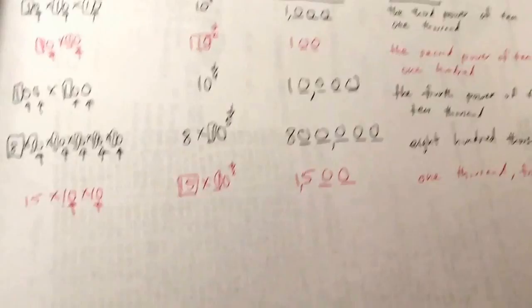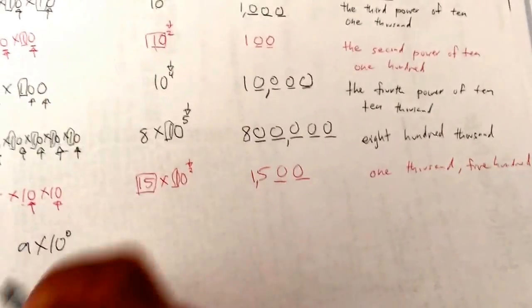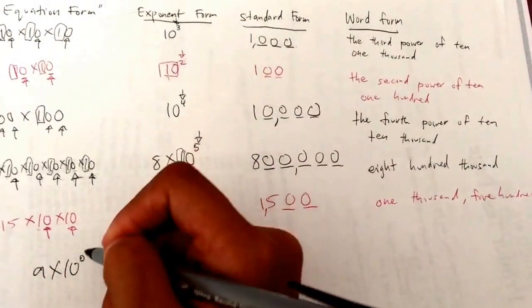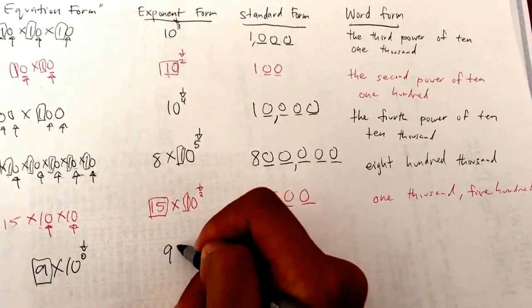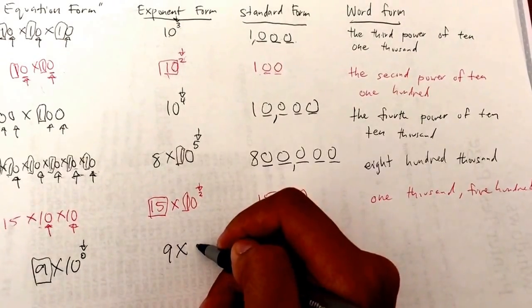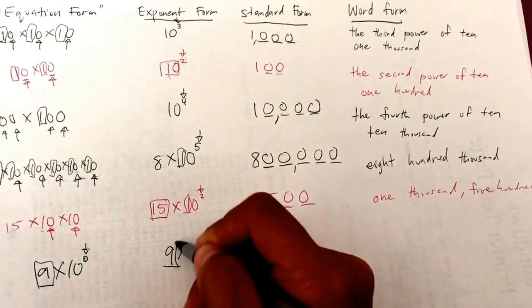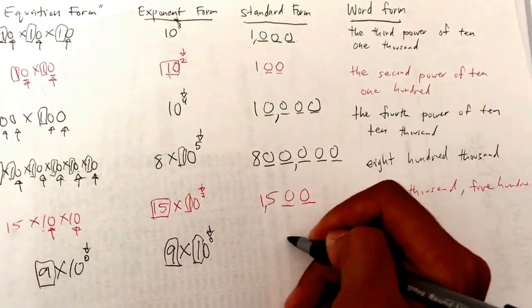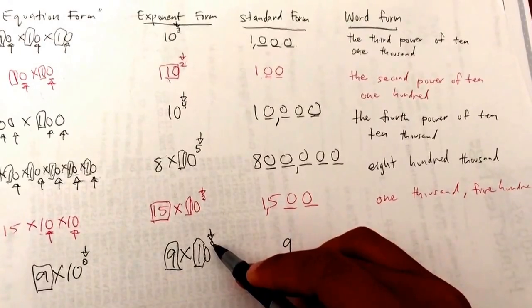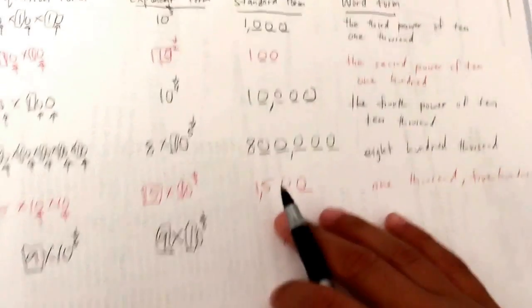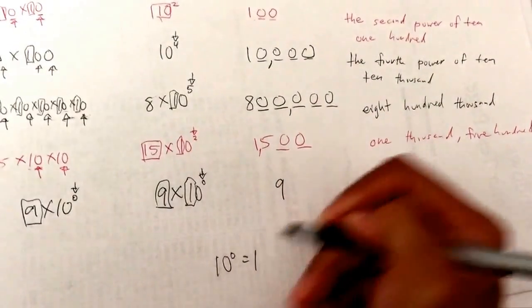Let's go over one last example, because this one's going to be the trickiest before heading on to our homework. 9 times 10 to the 0. So we have our 9, and we're multiplying it by 10 to the 0. What does that mean? Well, we're going to do our 9 times our 1, like we have been doing. 10 to the 0 means they do not have a 0 behind it. So 10 to the 0 is actually 1.